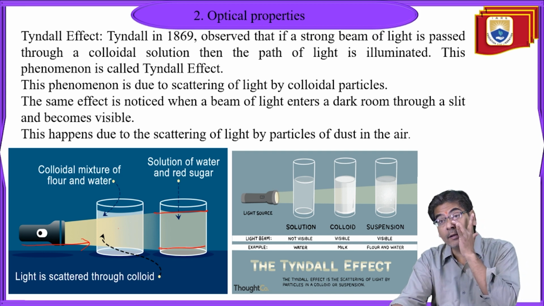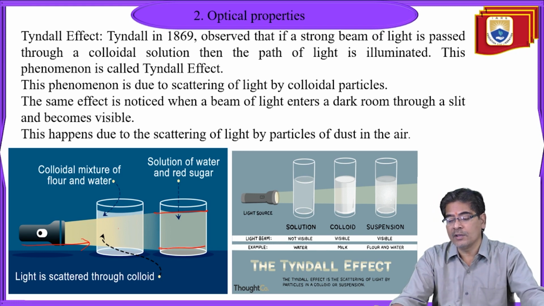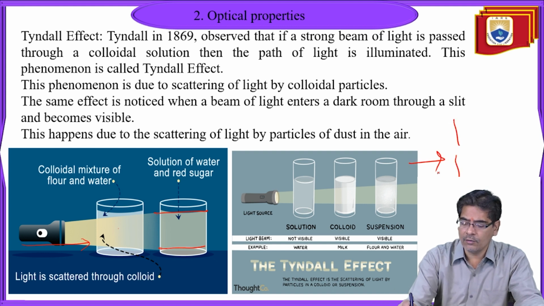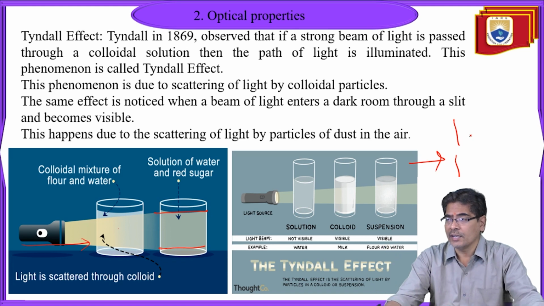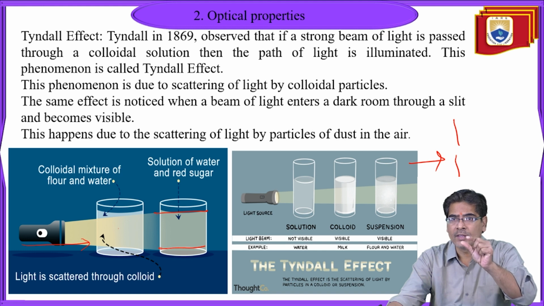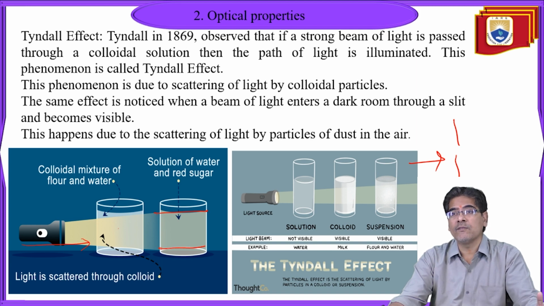when a beam of light enters a dark room through a slit and becomes visible. See, this is one slit. Whenever light enters through a small opening of a window, which we call a slit, it becomes visible.